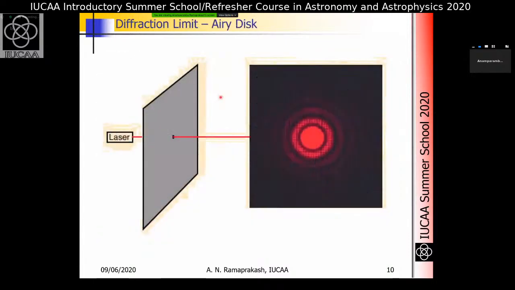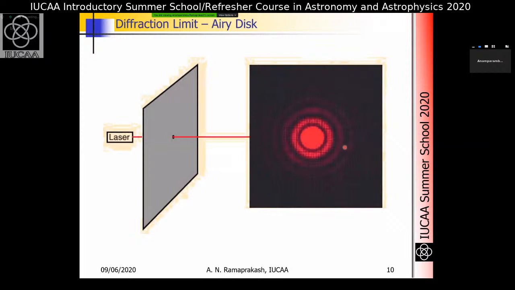So let us try to quantify this a little bit more. If I have a circular aperture like this, through which I pass a laser beam, and I put a screen very far away, the illumination pattern on the screen would look like this. This is called an Airy disk pattern, and many of you have already studied about this. This is just the diffraction pattern of a circular aperture illuminated by a coherent beam of light.